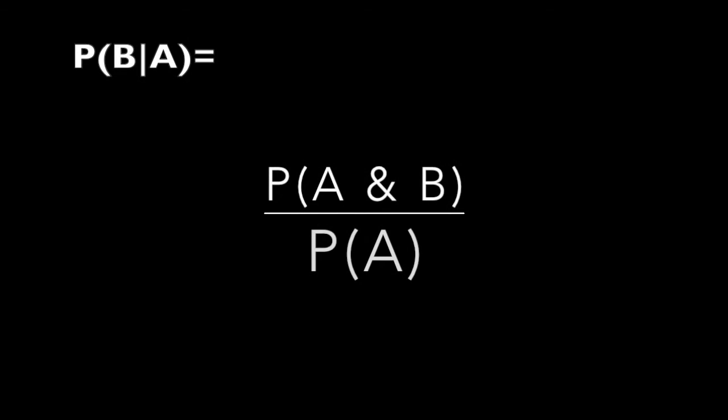To find the conditional probability, you would use the formula that goes, the probability of B given A equals the probability of A and B divided by the probability of A.